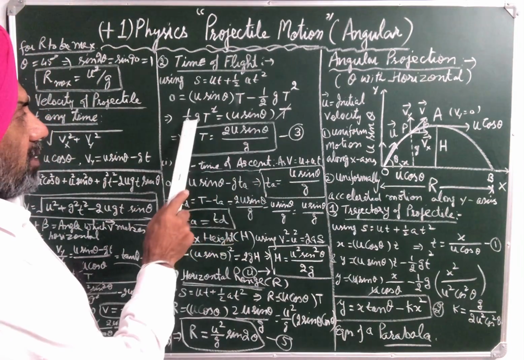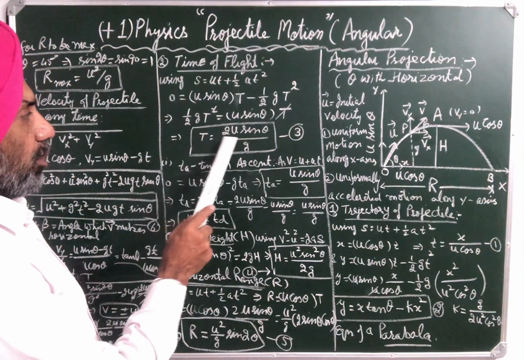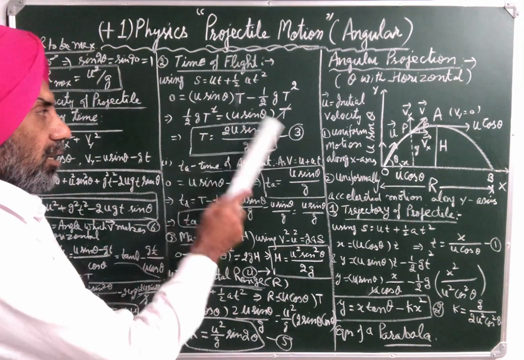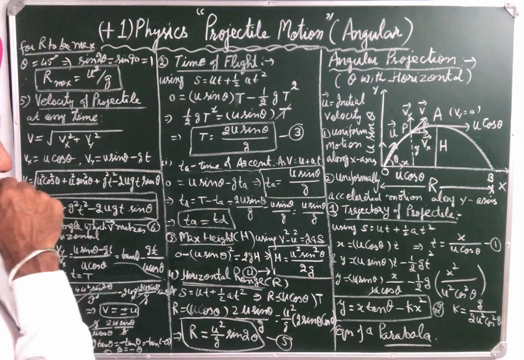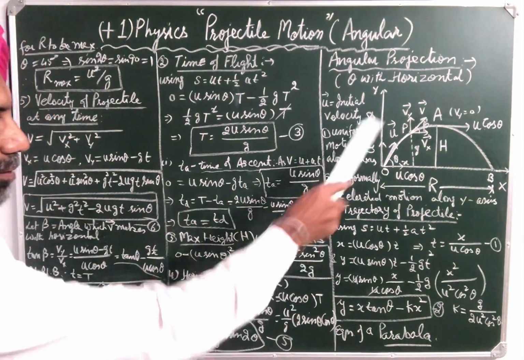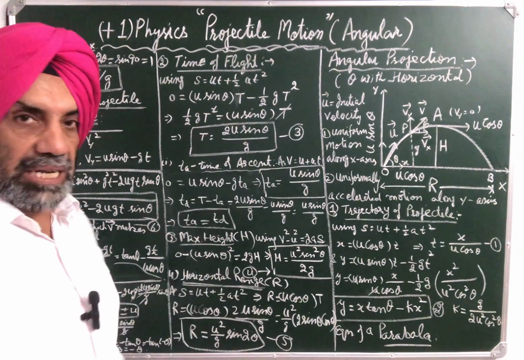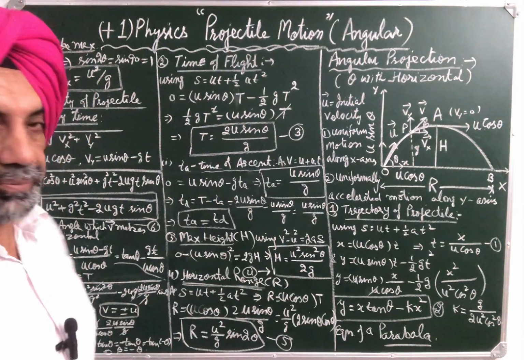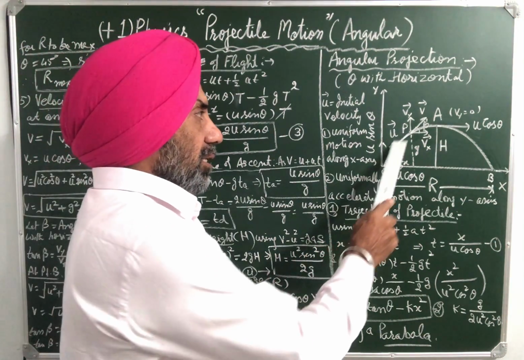So transposing, half g T square is equal to u sin theta into T, on which T cancels, and T comes out to be 2 u sin theta upon g. So this is the required expression for time of flight of the projectile in this angular projection. So it means time of flight depends upon the initial velocity of projection and angle of projection.